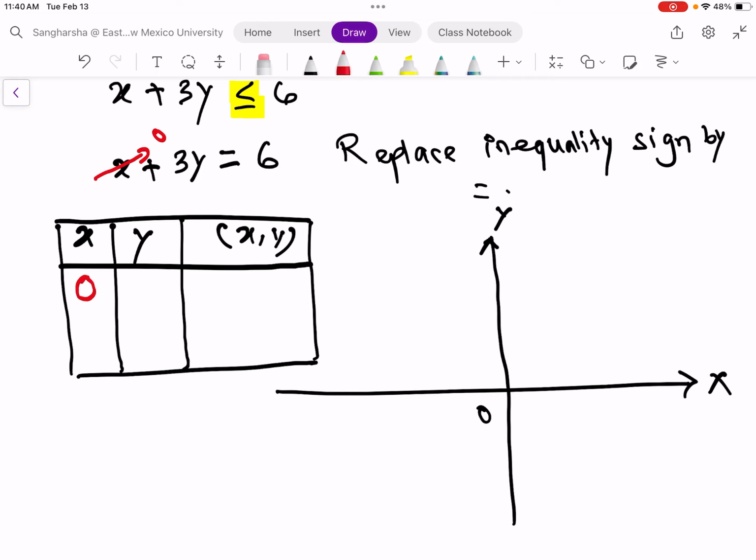So you divide both sides by 3. We get y equals 2. So our y is 2. So (0, 2) is one point. Okay. Now you choose y equals 0 and find x.